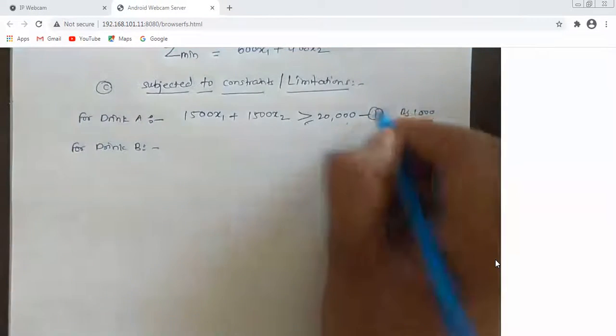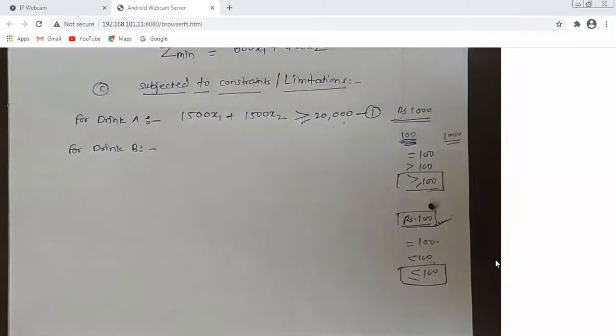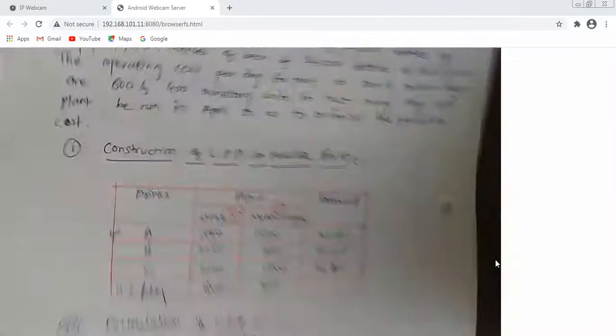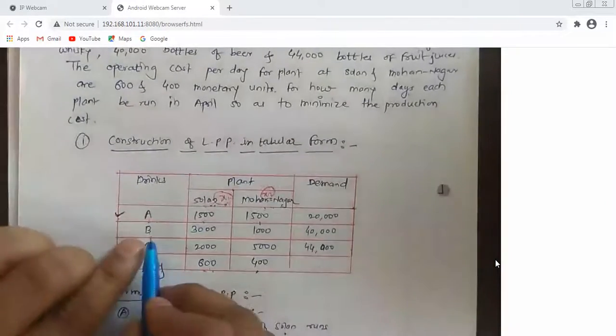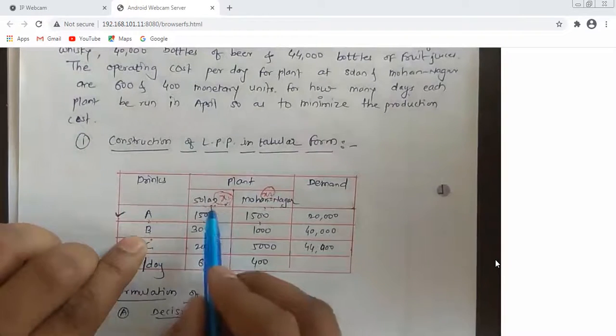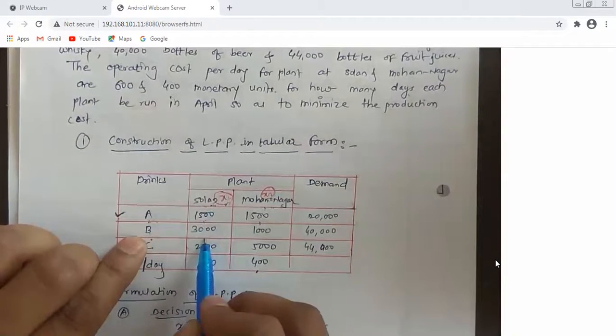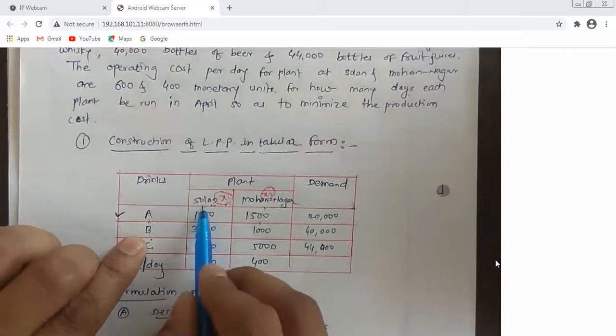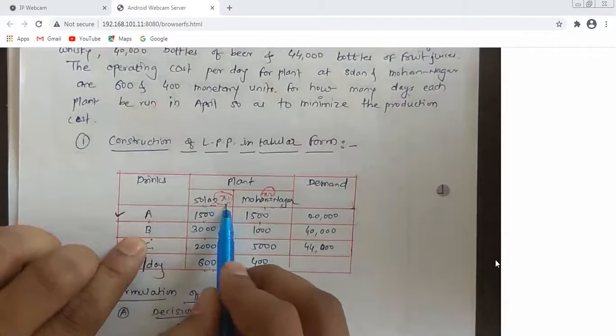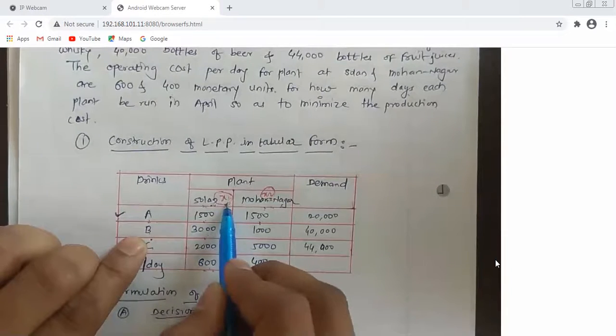I will call this equation number 1. Now for drink B, what will be the constraint? For drink B, the Solan plant's per day capacity is 3,000, but we have decided the Solan plant will run for X1 days. So the production capacity will become 3,000 into X1.